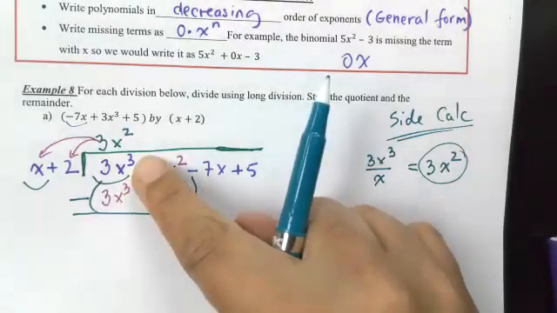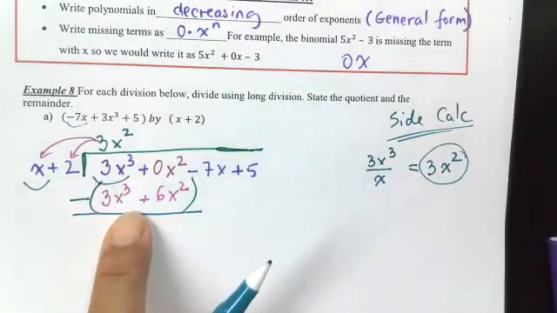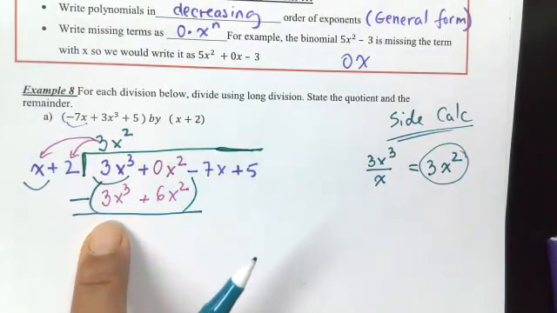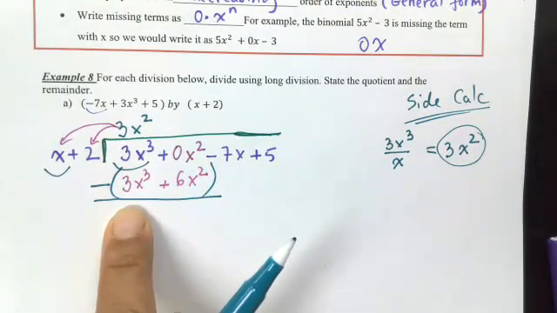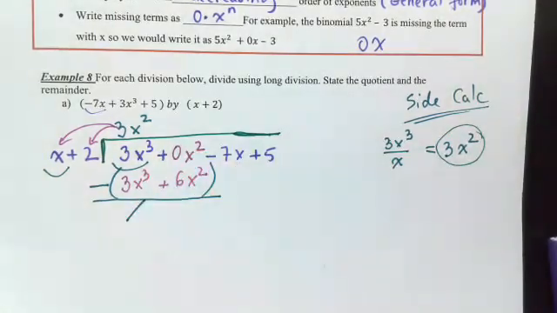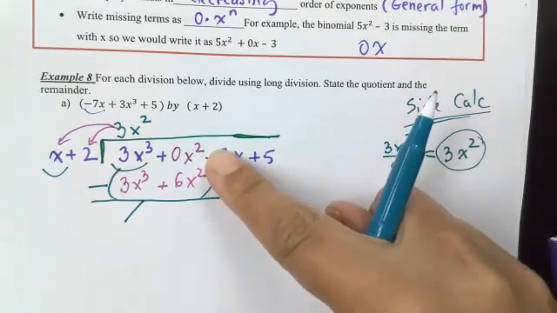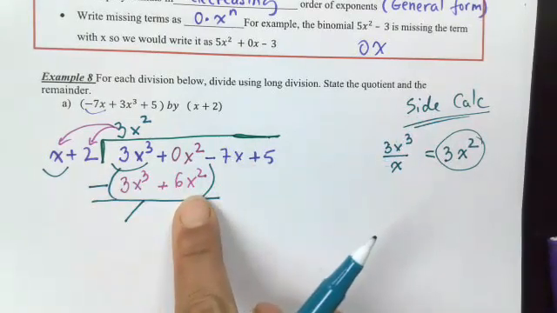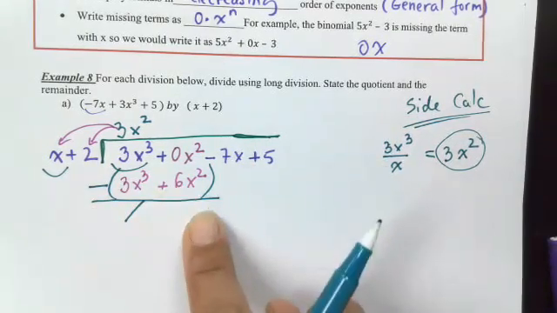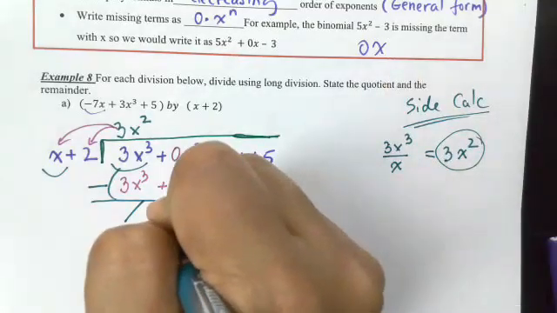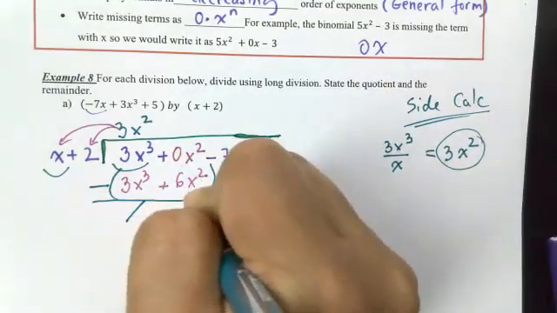And then you do 3x cubed minus 3x cubed. What are you going to get in the first subtraction? Zero, nothing. I like to put a line so I don't have extra numbers. And that should always be the case. If you don't get nothing there, something went wrong. You should always get nothing in that first subtraction. Now the next one, you should get a number for your coefficient. So 0x squared minus 6x squared. What are you getting here? Negative 6x squared.